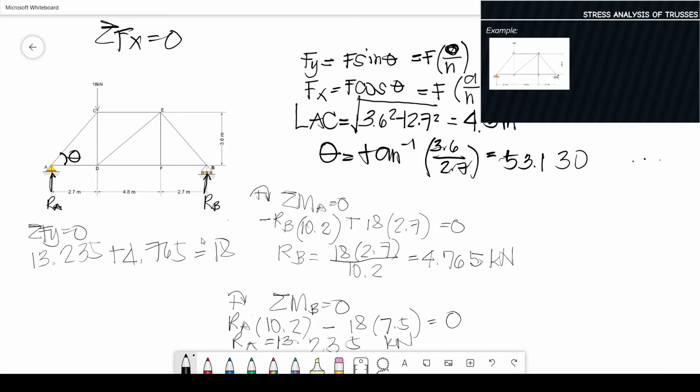Tama ba? So, 13.235 plus 4.765 is equals to 18. This is correct. So now, sure kita na ang aton reactions is correct. True na ang aton reactions. Sakto na ito, waray natin mababago. So we can now proceed to finding the stresses.